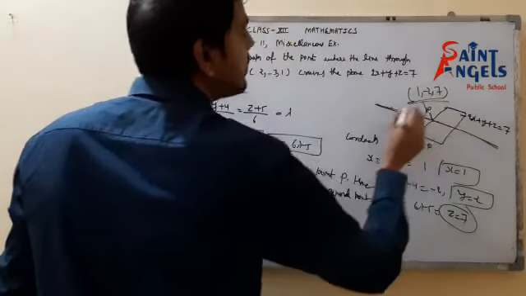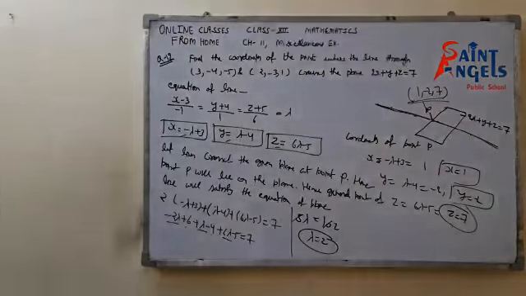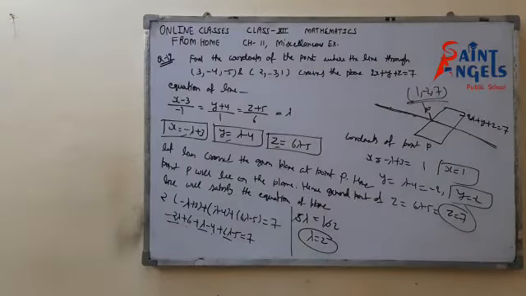This is the point at which the given line will cross the given plane, hence solved. Okay, I hope it's clear to you. Please pause the video and note it down.